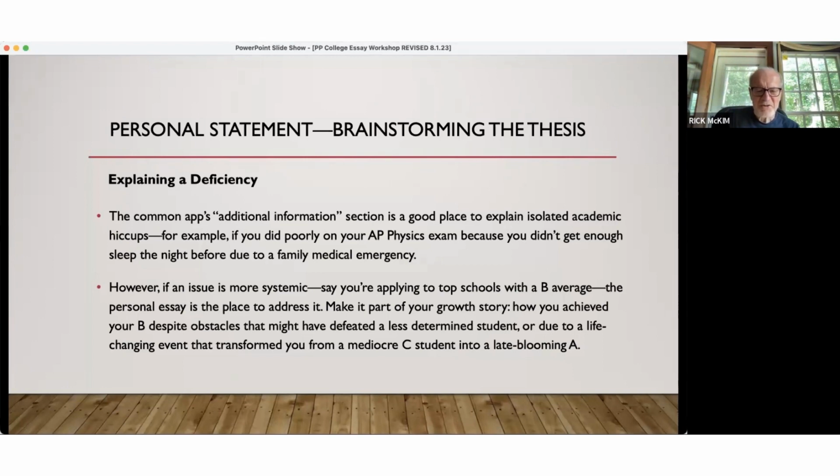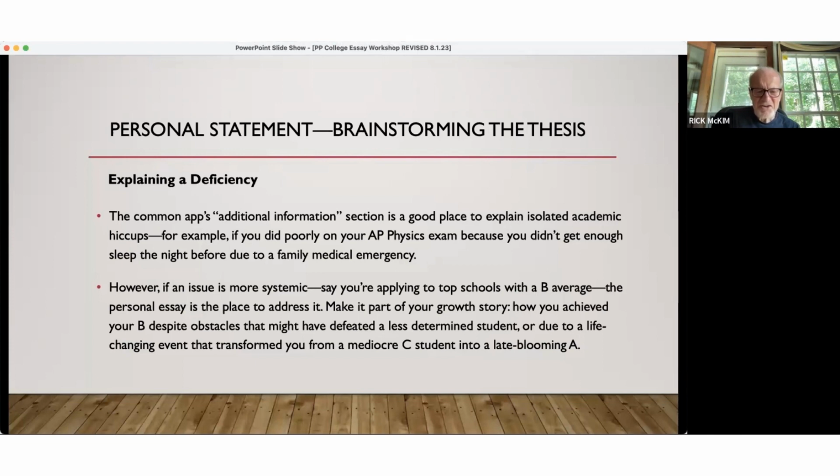However, if there's a more systemic issue involved, say you're applying to top schools with a B average, the personal essay is the place to address it. Make it part of your growth story, how you earned your B despite obstacles that might have defeated a less determined student. Throw the emphasis on your determination against all odds and against the adversities of your circumstances, so that the B becomes an achievement, not just something to excuse or to apologize for. How you transformed yourself from a mediocre C student into a late blooming A, to give yourself that B average.